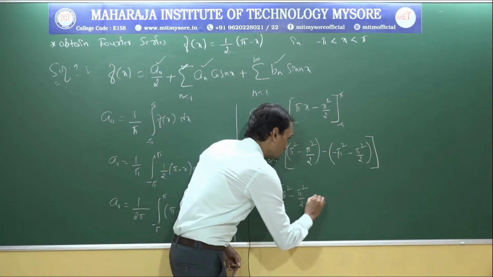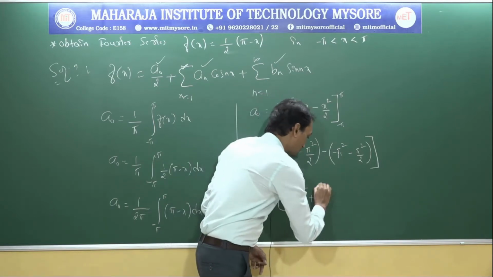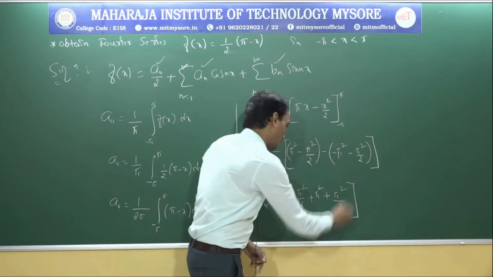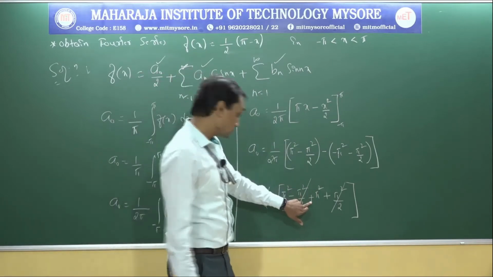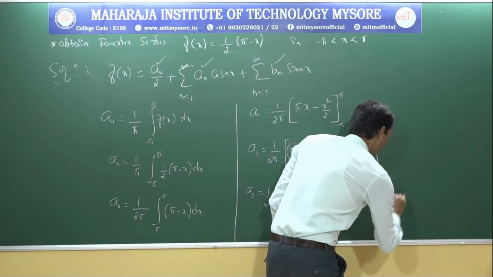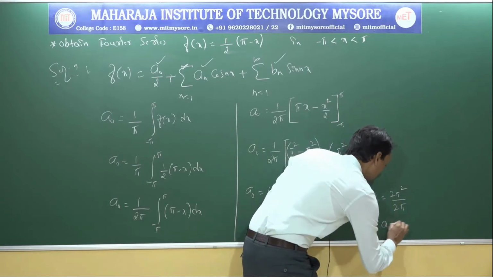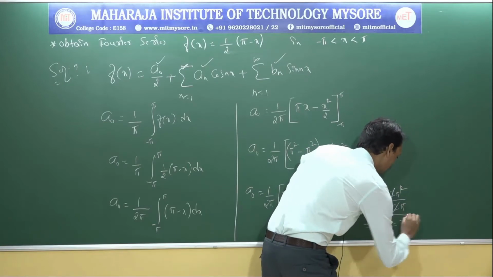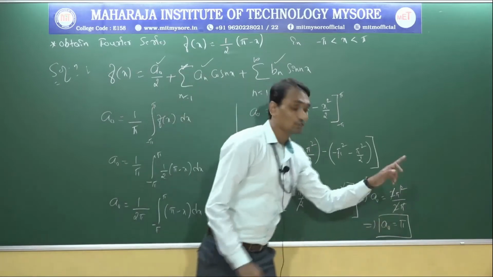Pi square minus pi square by 2 minus into minus plus pi square plus pi square plus pi square by 2. Now minus pi square by 2 plus pi square by 2 cancels, pi square plus pi square is 2 pi square. So a naught equals 2 pi square divided by 2 pi. 2 cancels, pi cancels. So a naught equals pi.